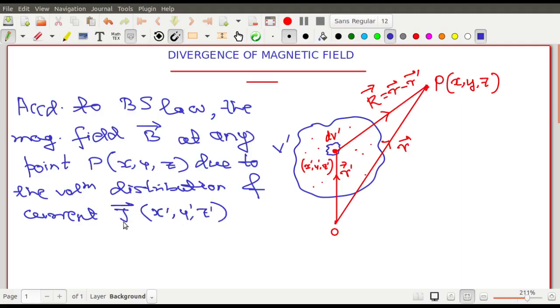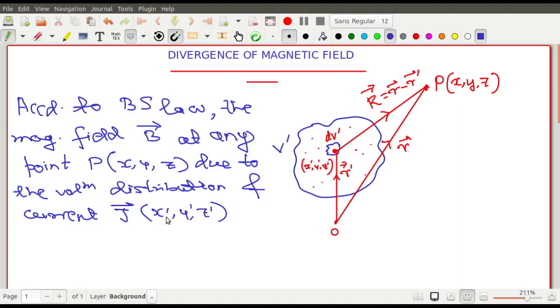This J vector is called the current density, meaning current per unit area. This is the nomenclature of J. J is called current per unit area, that is the current density. So current density is a function of what? It is a function of xyz only. Okay? The current density is a function of xyz, not xyz dashed.